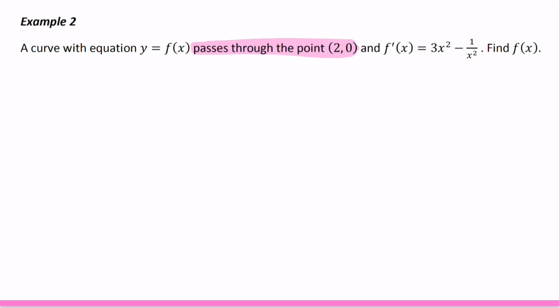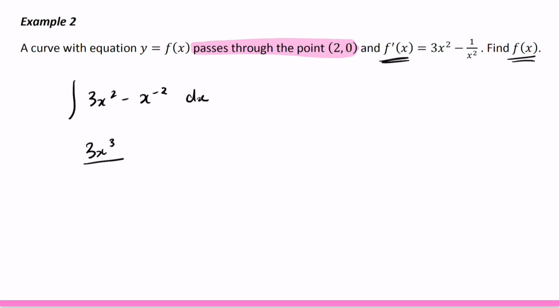So a curve with this equation, y equals f of x, passes through that point, and its derivative f dash of x is equal to that. Find f of x. So I have the derivative. I want to get back to the original. All I have to do is anti-derive that. I'm going to straight away take this to the top just to make it a bit easier. And then I'm going to go ahead and anti-derive that.